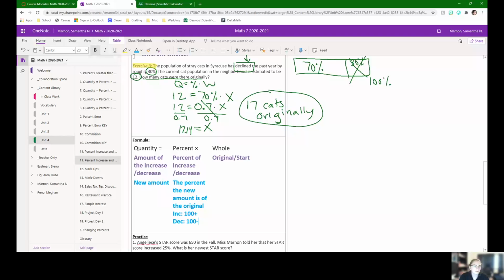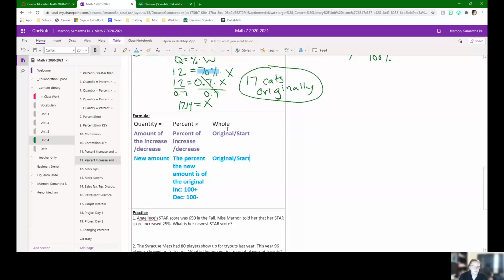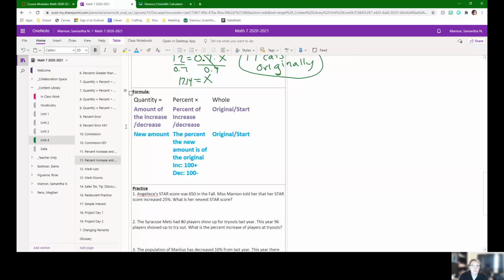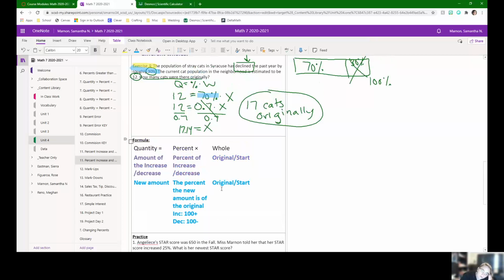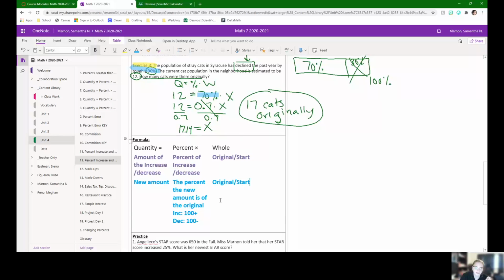So this one in light blue is exactly like what we just did in number 3. So here we did 100 minus the 30, right? And then our whole is going to be the same, and normally it's going to be our original or our start. Whatever that starting amount is or the original. So that was the 17 cats originally. In the new year we had 12 cats. We had to do that 100 minus. So still it's quantity equals percent times whole. We just got to think more about how our percent and our quantity and our whole are related.